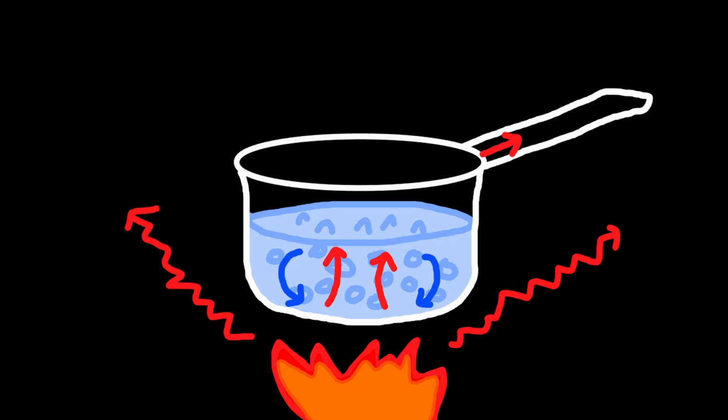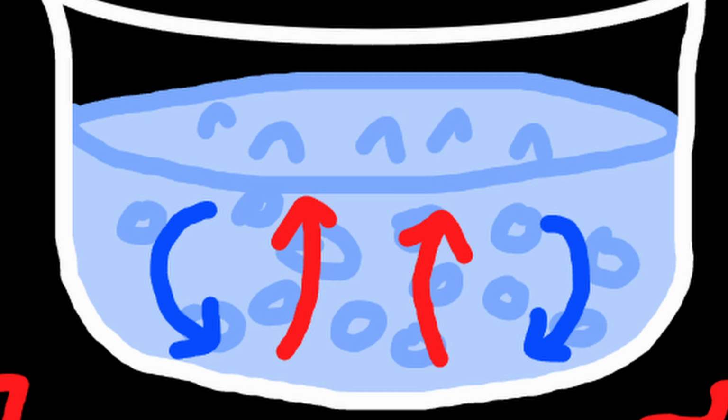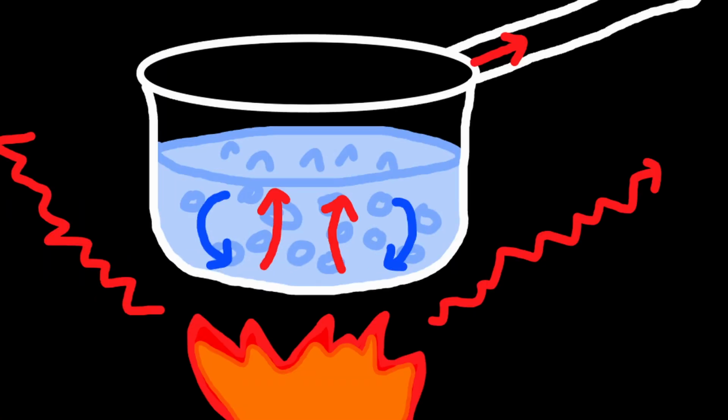Okay, so let's talk about convection. The water that's closest to the heat source is the hottest and the least dense, so it rises, and then it slightly cools, and then it falls back to the bottom, and it cycles, it repeats.